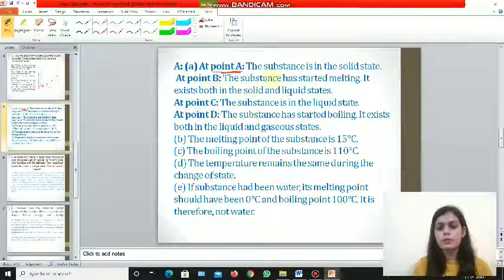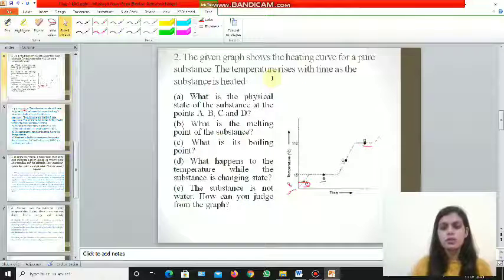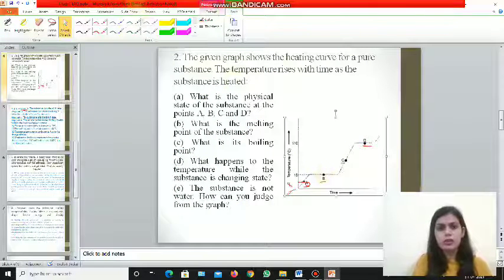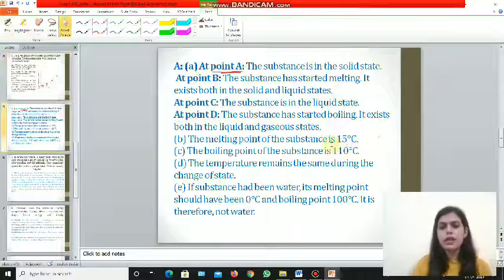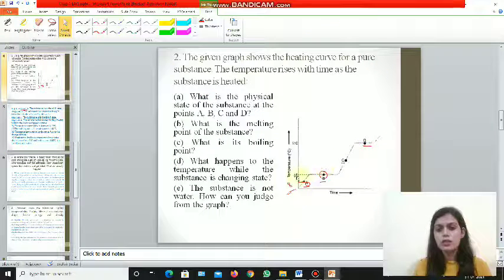At point B, the substance has started melting. It exists in both liquid and solid state. So at A it is solid, and at B it has only started to melt, so it is solid and liquid both.